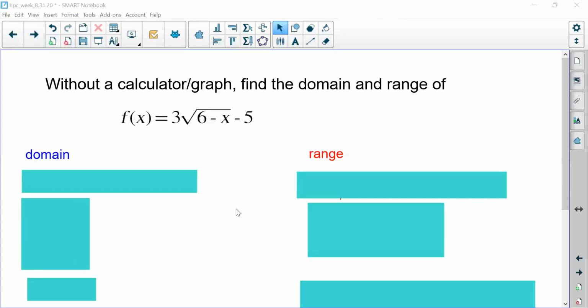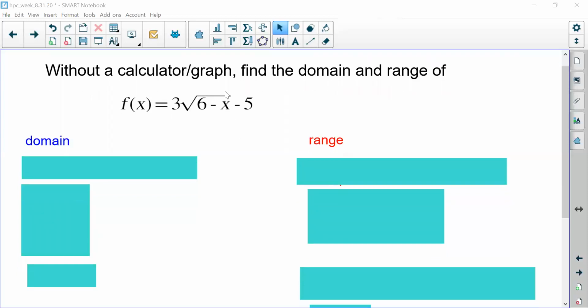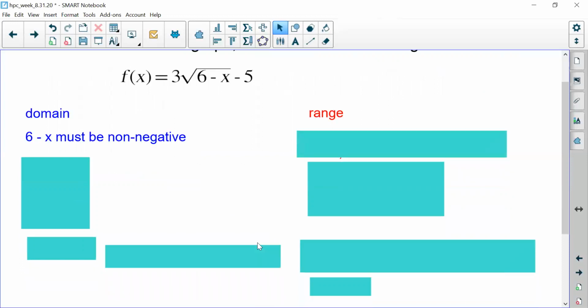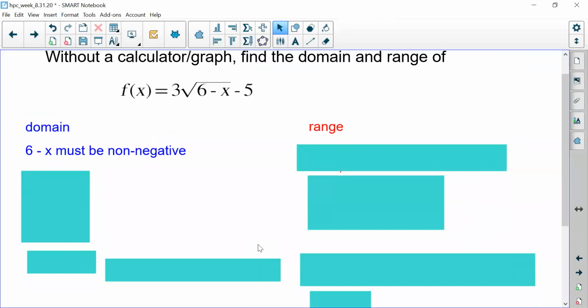Next, without a calculator and a graph, what is the domain and range of this? Well, you're not dividing anything, but you are taking the square root of something. And this something cannot be negative. So right away, 6 minus x cannot be negative, which means it could be 0 or it could be positive. To express that mathematically, you would say 6 minus x is greater than or equal to 0, which is the same thing as saying 6 minus x has to be either 0 or positive.